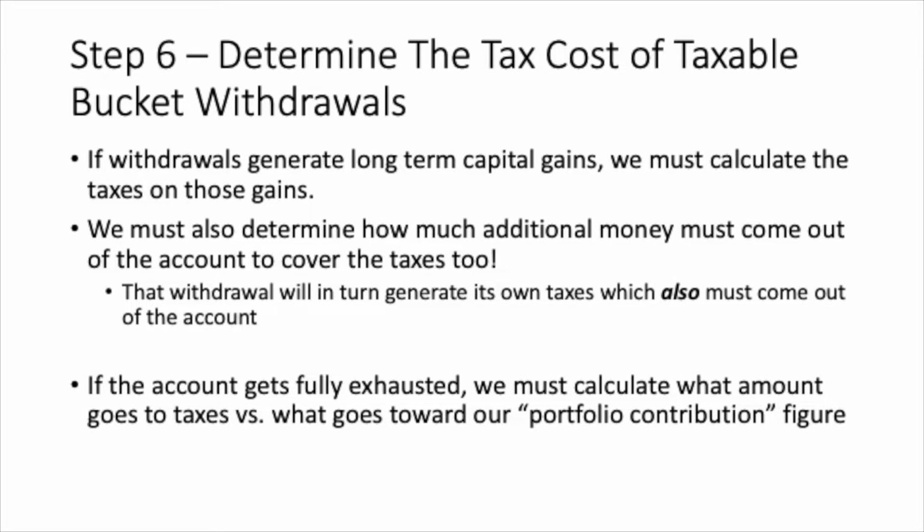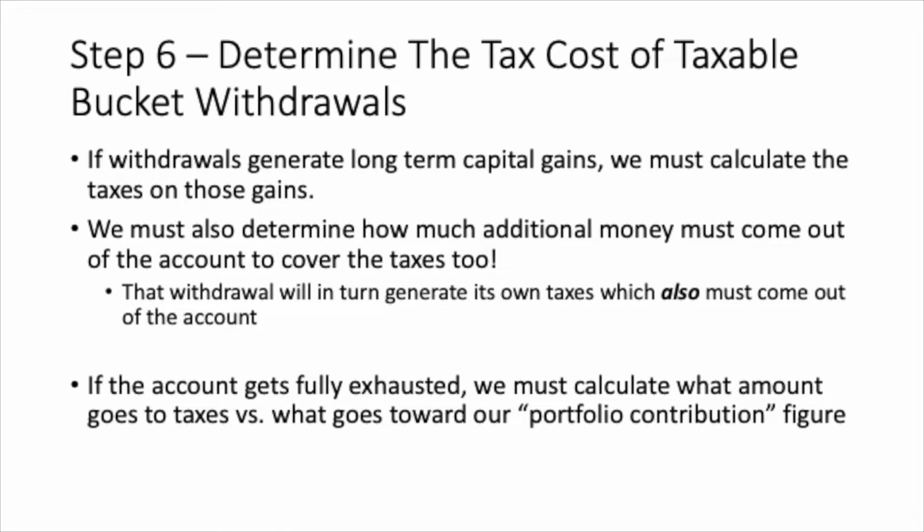And so we actually calculate that all the way down, to the point where we have a component that is the tax cost plus the actual spending contribution of the taxable account, so that they're both going to come out of the account.